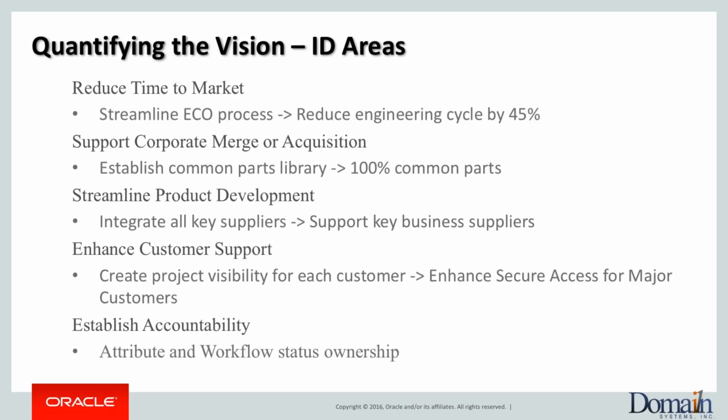So, for example, time to market, streamlining an ECO process. Well, we want to have a goal of reducing it by 45%. Or we do a lot of mergers and acquisitions, and so our part proliferation and duplication of parts is out of control. Well, we want to establish a common parts library where we have 100% common parts and that we don't duplicate things. So there's a process that's in place.